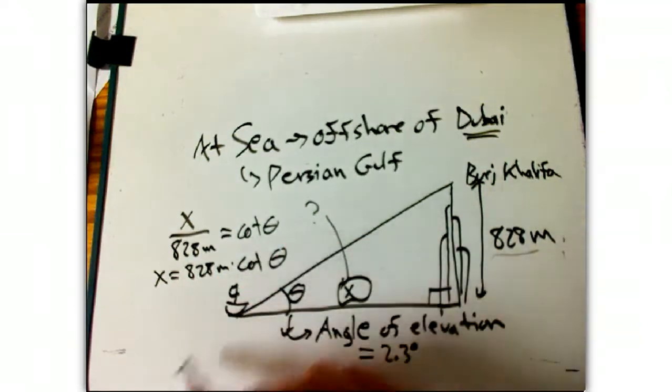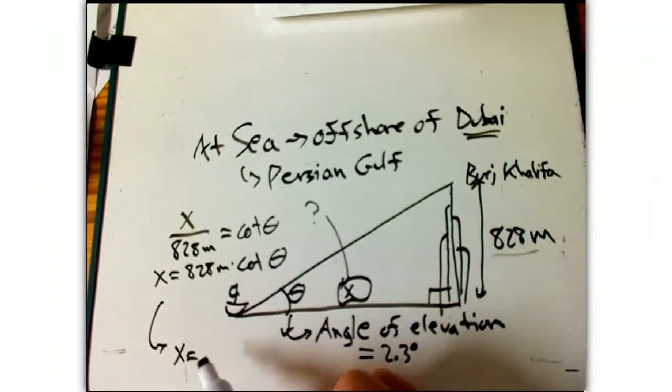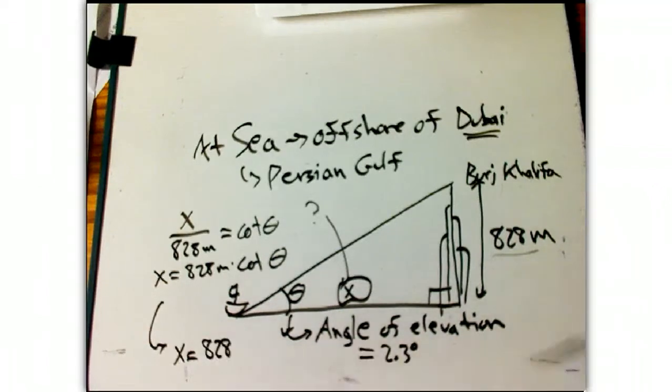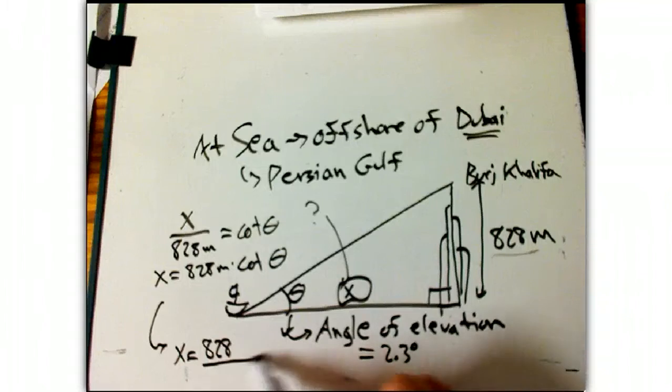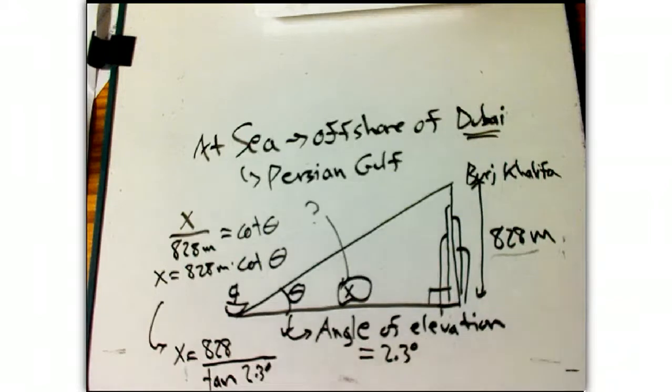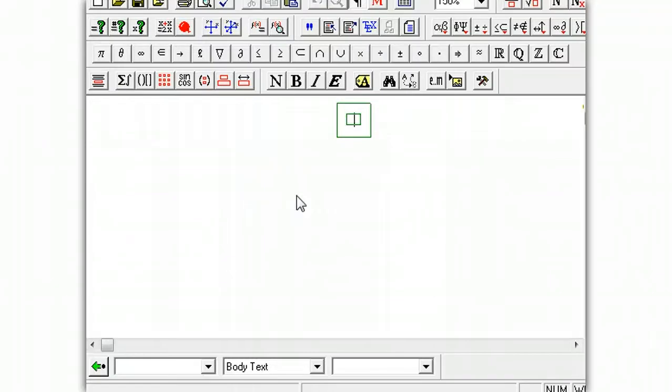We know theta, so x is going to be 828 times cotangent. Most calculators don't directly do cotangent, so you're going to do it by dividing by tangent of 2.3 degrees. And guess what, we have to change back into degree mode. I'm all about radians most of the time, but for geometry problems we really do want degrees. So we're going to take 828 divided by tangent of 2.3 degrees. Make sure you're in the right mode, or you're going to get a horribly incorrect answer.